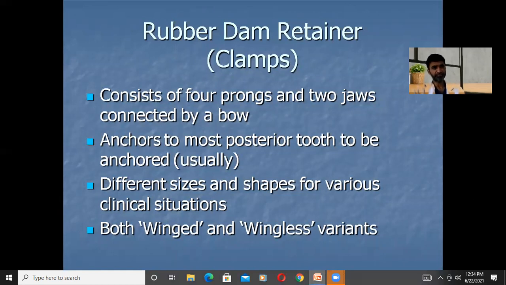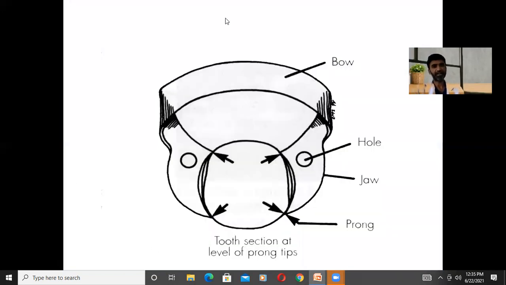What are the rubber dam retainer clamps? They consist of 4 prongs and 2 jaws connected by a bow, and anchor to the most posterior tooth to be isolated. There are different sizes and shapes for various clinical situations, and both winged and wingless variants are available. This is the part of the rubber dam clamp: it has a bow which connects both the jaws, this is the hole for the rubber dam forceps used to hold it, this is the jaw, this is the prong, and this is the tooth section at the level of the prong tips that we selected earlier.